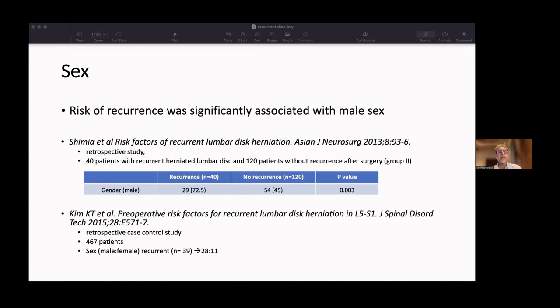Now, sex, again, a risk of recurrence was significantly associated with male sex. So these are two studies which suggested that males had a much higher risk of recurrence as compared to females. And similar has been my experience. Like, if I could recall, I remember only 2 females in the last 5 to 6 years who had recurrence, while I must have operated at least 20 males during this period for recurrence.